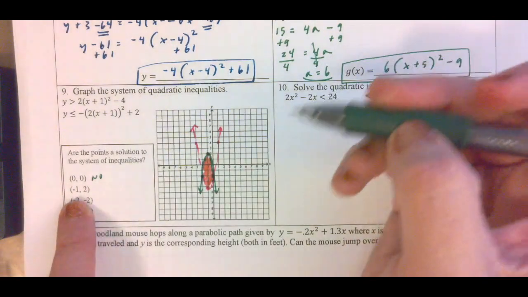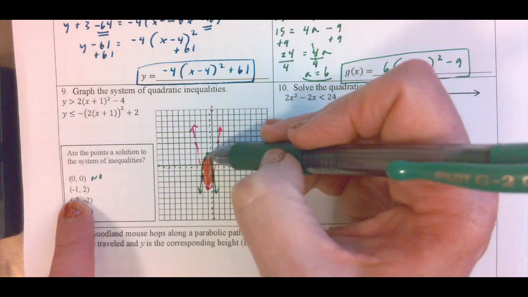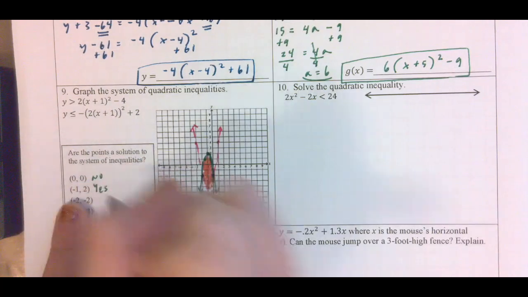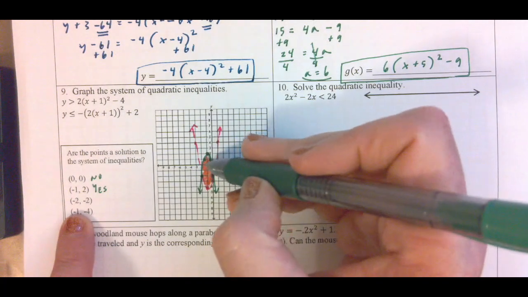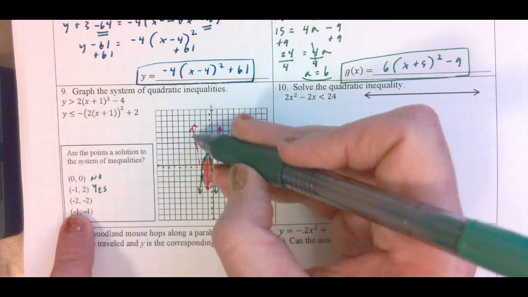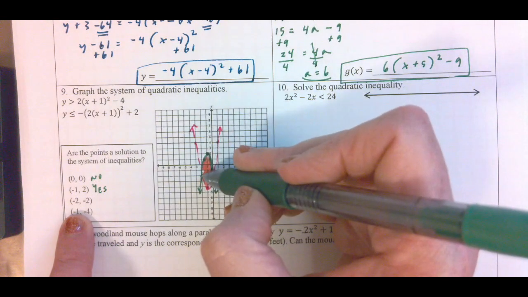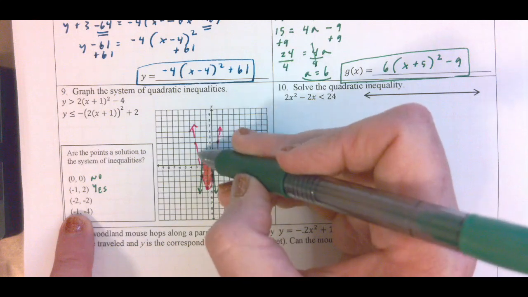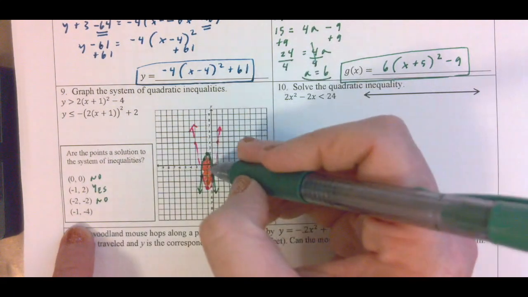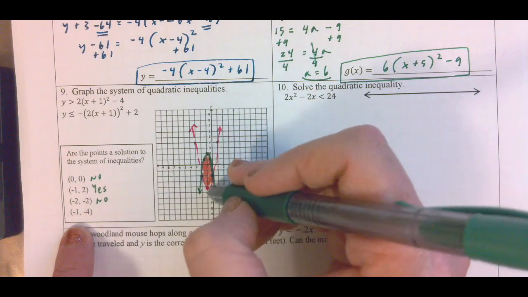Okay, (-1, 2), right? That's where it's solid, so that is in my solution region. (-2, -2), right here, this point? This part is dotted. So even though it looks like it's where they overlap, since that part is dotted, it's not in my solution region. Okay, and then (-1, -4), again, this part is dotted, so that's not part of my solution region.